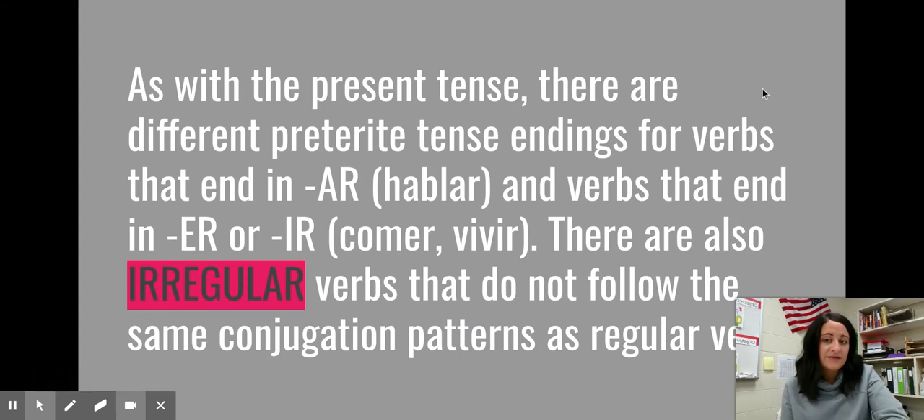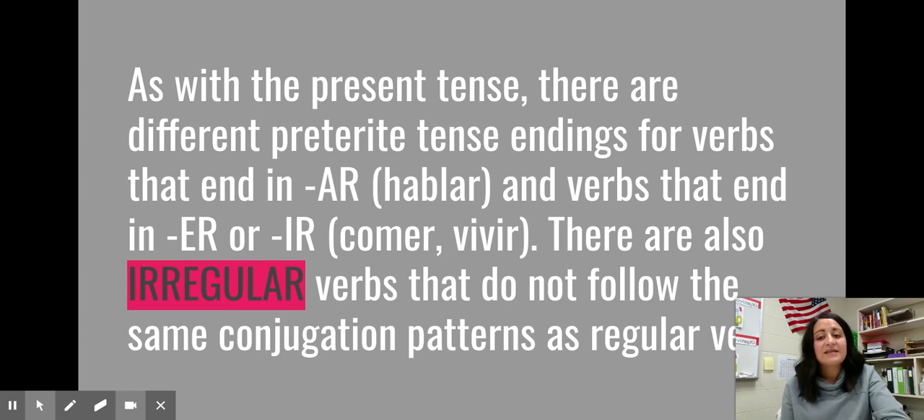As with the present tense, there are different preterite tense endings for verbs that end in AR, like hablar, and verbs that end in ER or IR, like comer and vivir. There are also irregular verbs that do not follow the same conjugation patterns as the regular verbs.